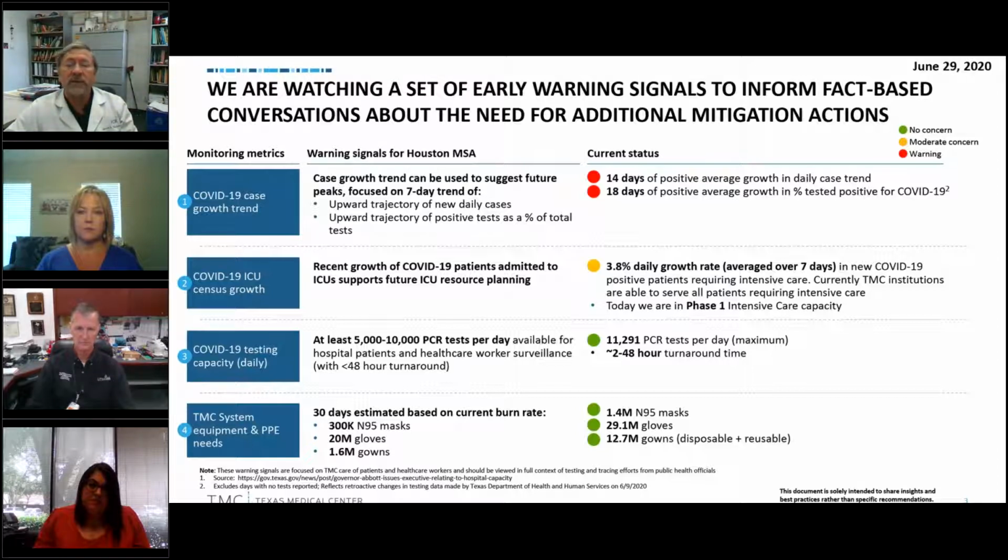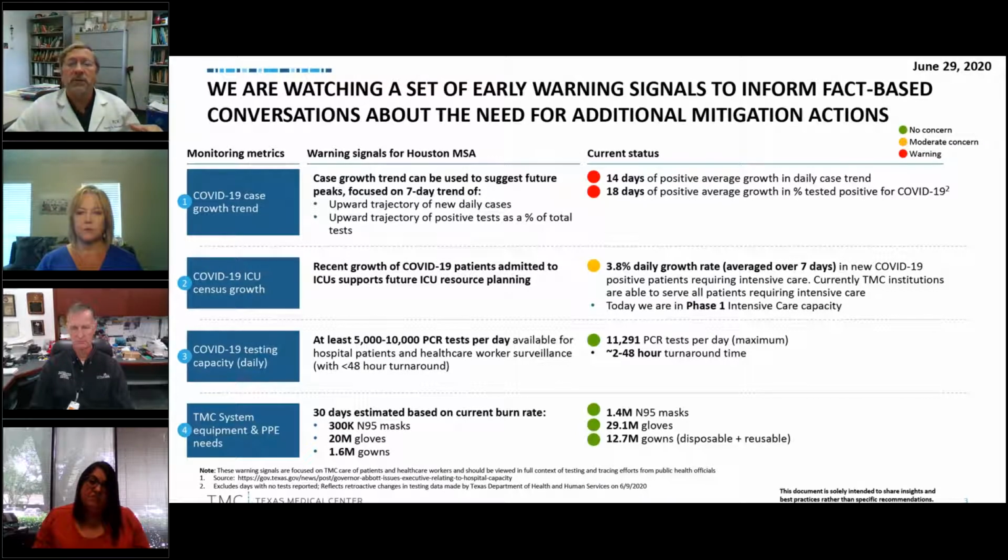In the Texas Medical Center in Houston, the number of ICU beds being occupied has been steadily growing over the last 7 days at a pace of about 3.8%. This is still within the range of what we are able to handle. It's orange because we're getting close to what we call our base capacity.